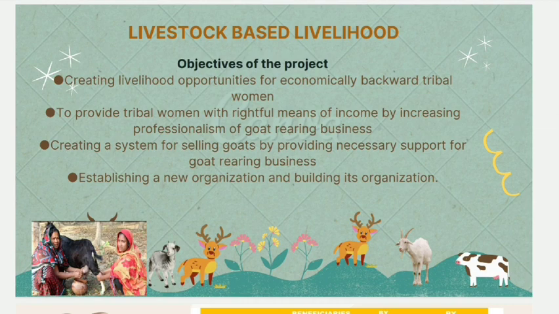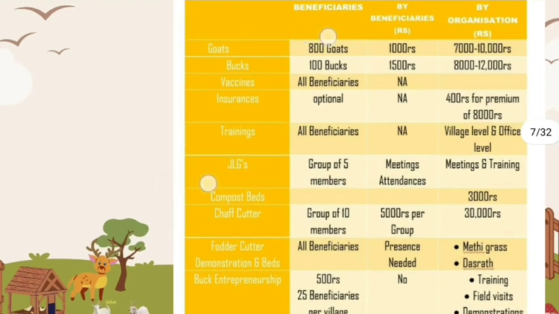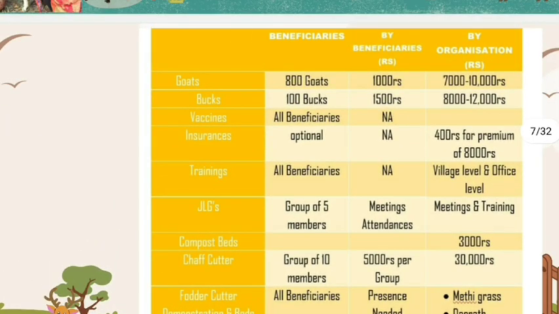Let's move on to the first part, which is livestock-based livelihood. The objectives of the project were creating livelihood opportunities for economically backward tribal women, providing the tribal women with the rightful means of income by increasing the professionalism of goat rearing businesses, creating a system of selling goats by providing the necessary support for the goat rearing business, and lastly, establishing a new organization and building its capacity.